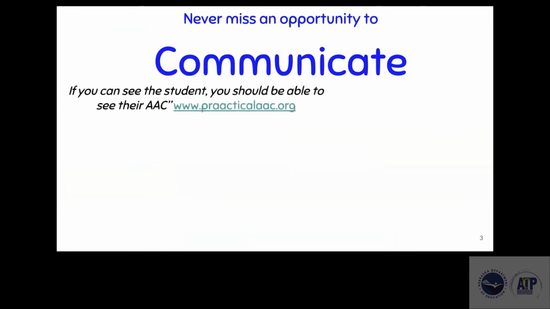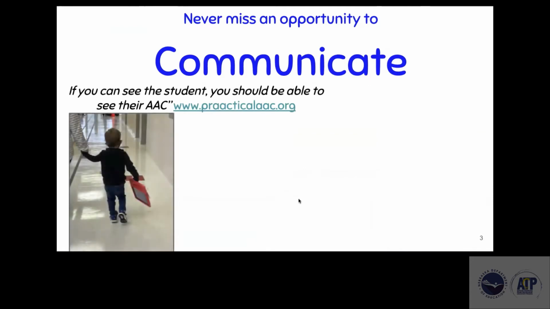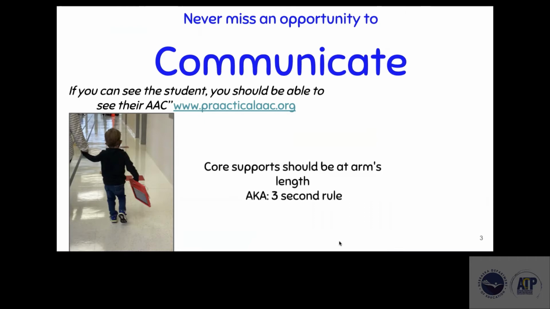And I love this quote from Practical AAC. It says, if you can see the student, you should be able to see their AAC. So the students should have it with them and take ownership at all times. This is a 3-year-old in our district that has taken ownership from day one, because that's the expectation.